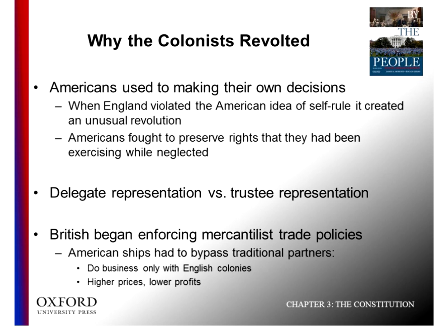So in other words, if the American people are paying taxes and voting on representatives, and the representatives are not spending the money the way they see fit, then the American people can remove those delegates or representatives and put in new ones. So that's delegate representation, where the people you've elected make sure they're following your wishes.